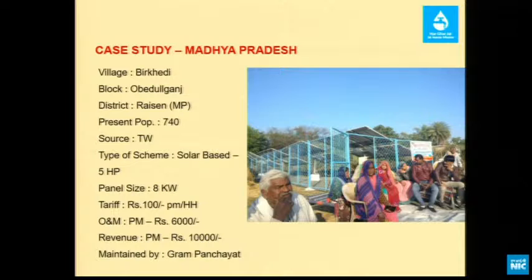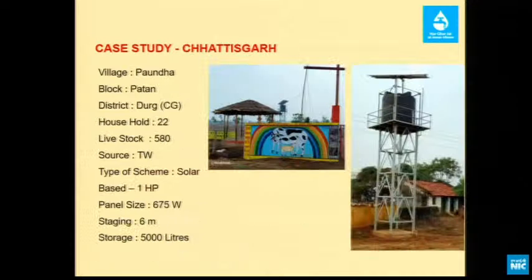So this is an example. This roughly 5 horsepower system was installed in Madhya Pradesh near Bhopal, having a panel size of 8 kilowatt. This is maintained by the community itself, and they are charging 100 rupees per month and getting revenue of 10,000, and O&M per month is hardly 6,000, so that is what they are earning. This is one example from Chhattisgarh.